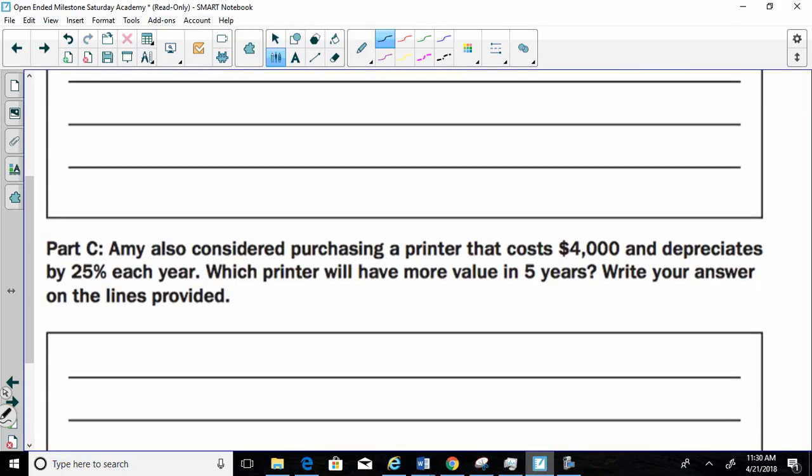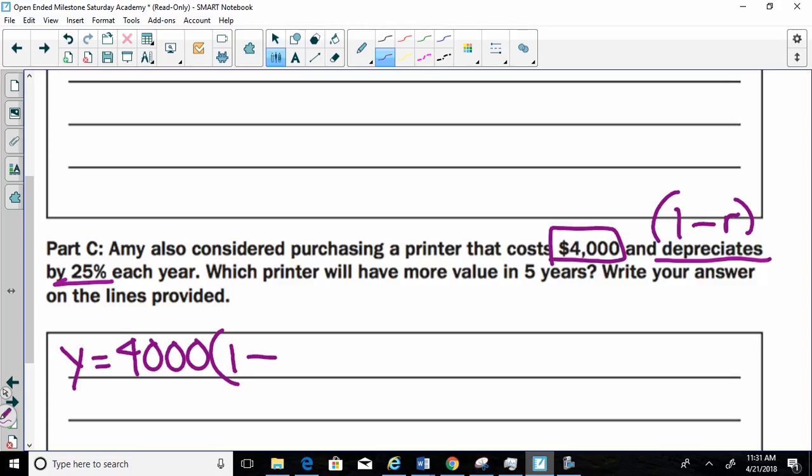Amy also considered purchasing a printer, so now she wants you to make a new equation. This new printer costs $4,000 and depreciates, which means it decreases, so it's 1 minus r, by 25% each year. They want to know which of the two printers will have more value. So let's create this one. What is 4,000 considered? Your initial. So 4,000, parentheses, 1 minus, how do I turn 25% into a decimal? 0.25. And how many years do they want? 5.